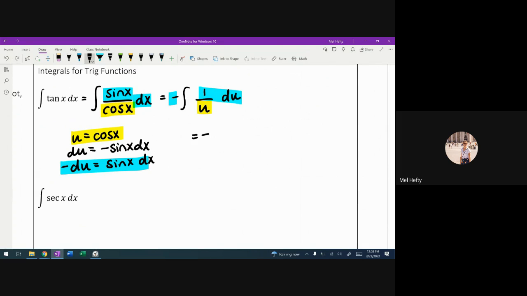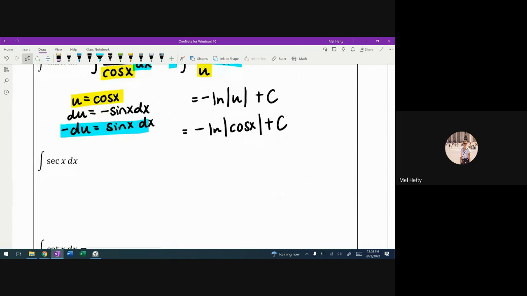X at the very end. All right, so when we integrate 1 over u, what function is going to pop up? Natural log, absolute value of u. I'm going to plug back in. What's going in for u? Cosine x. So if you want, you can memorize this one. It is on the list of integrals that most teachers would have their students memorize.